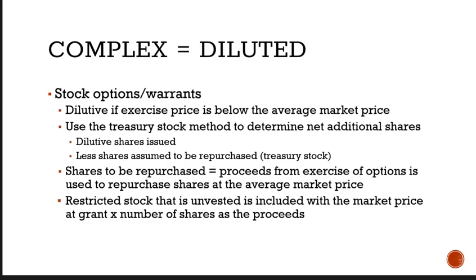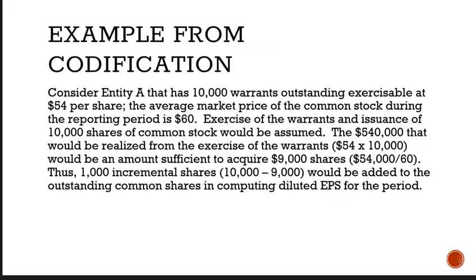So let's look at an example, exactly the example given in the codification for showing us how to do this. So we have 10,000 warrants outstanding, exercisable at $54 a share. That's the exercise price. The average market price of common stock is $60. So first question, are they dilutive? And the answer is yes. The exercise price is 54. The average price is 60. It's lower, therefore it is dilutive.